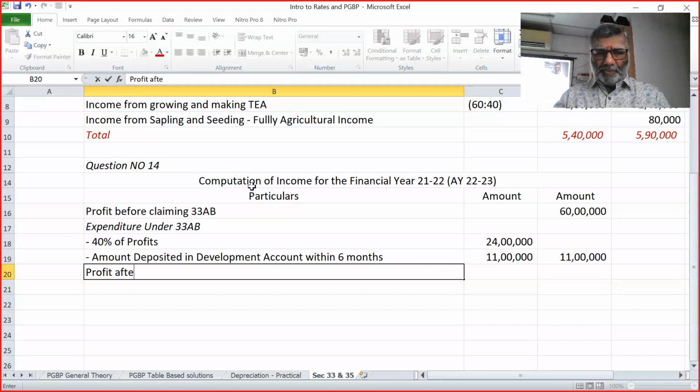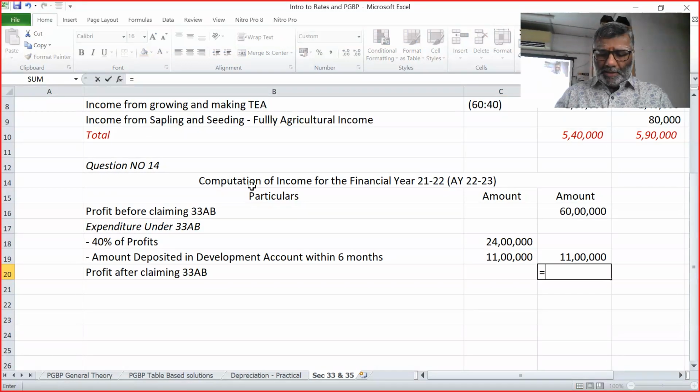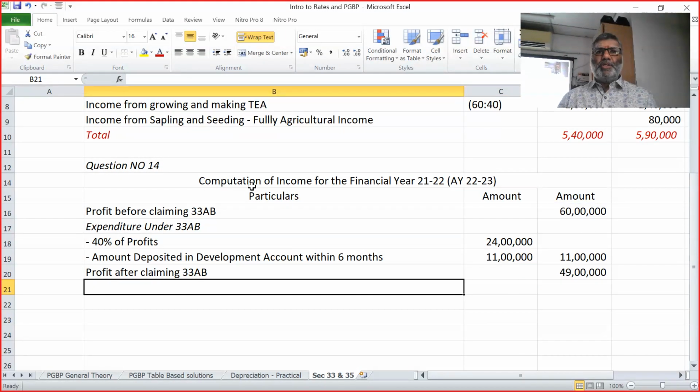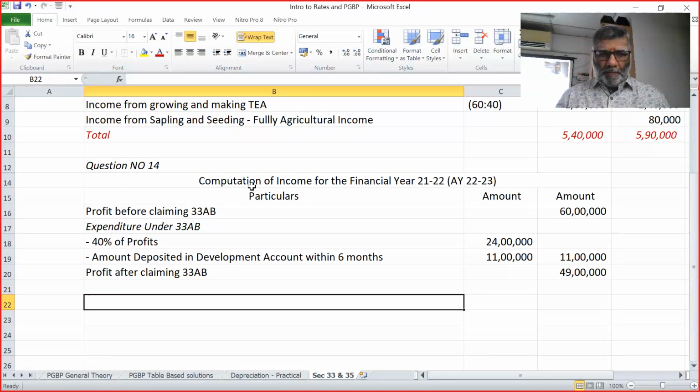Profit after claiming 33AB is 60 lakhs minus 11 lakhs, 49 lakhs. Am I clear to you? It should be done before the split. Only then can the split take place between business and agricultural income.